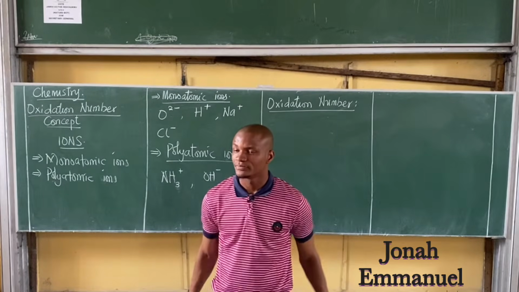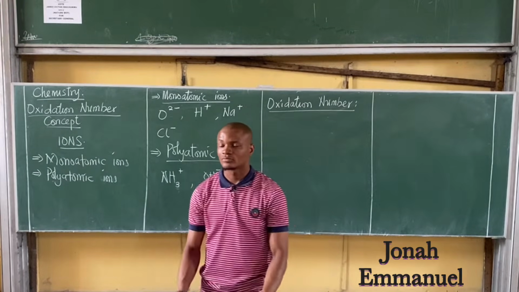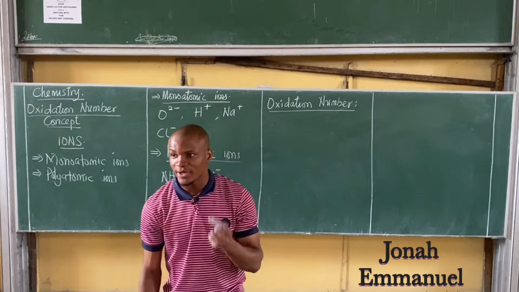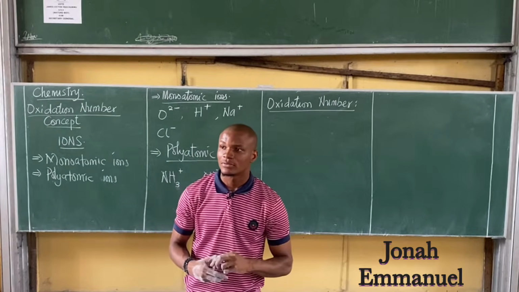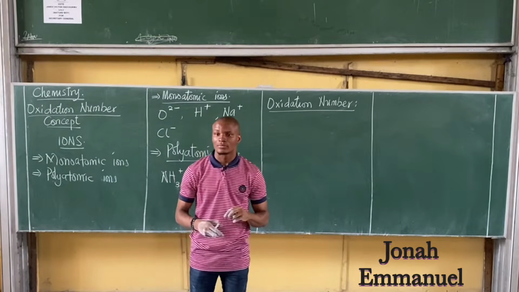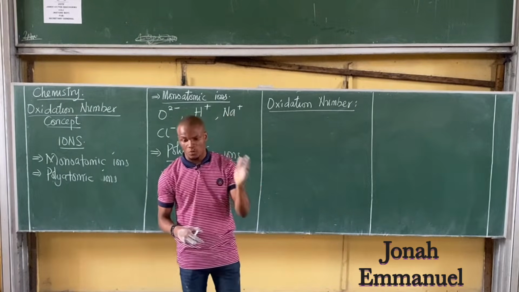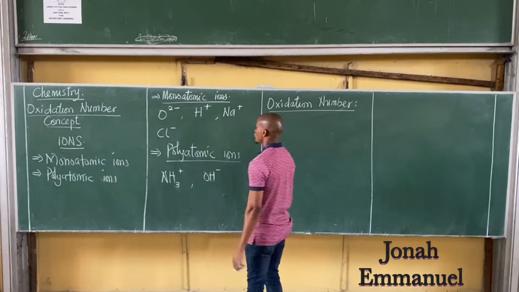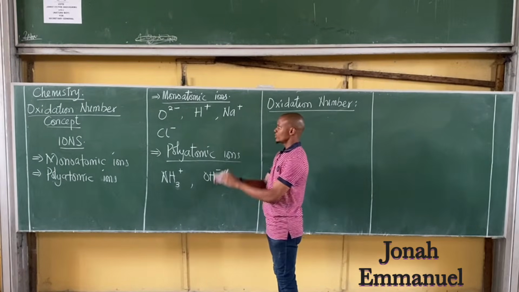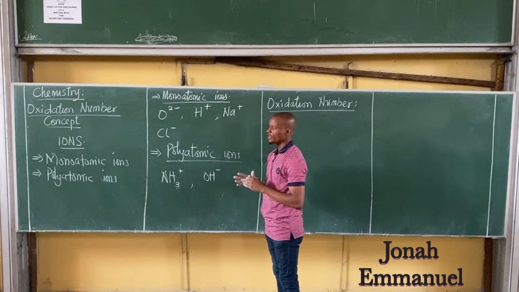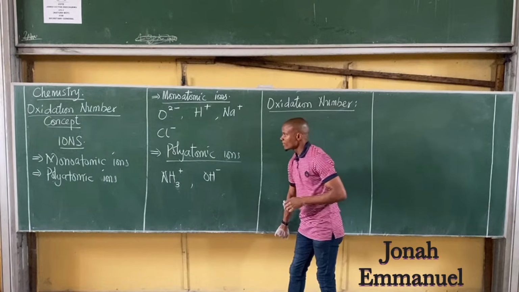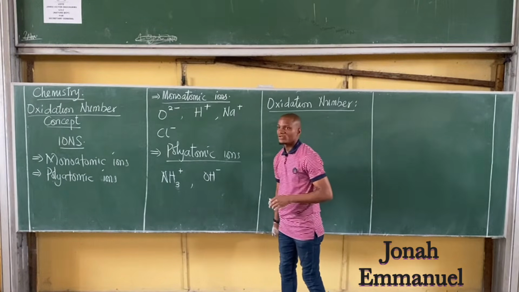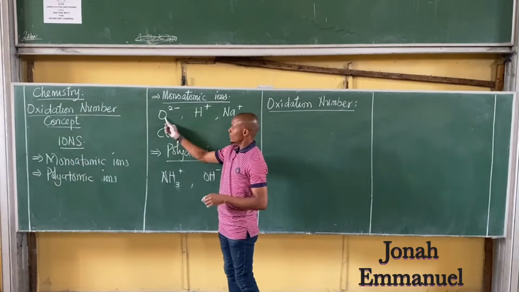Number 3. For a monoatomic ion, the oxidation number is equal to the charge of the atom. So we are saying this case. For this, okay, let's do first.